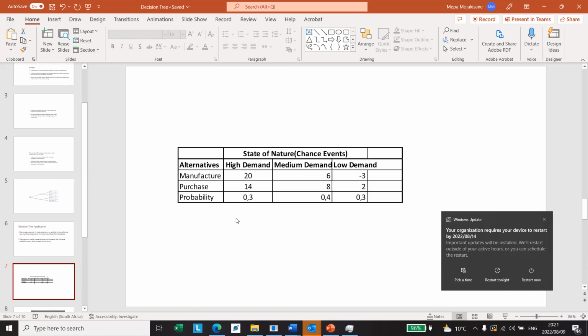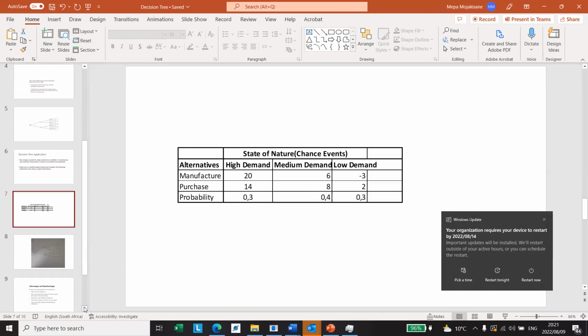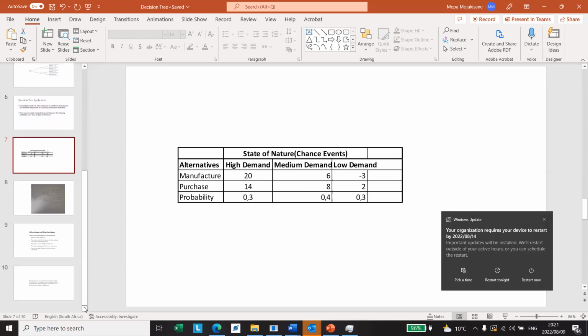Question? I can see the hand of Mokwena. Probably you won't be able to see because they are sharing that side. Oh, all right. Kabelo? Yes, Mepa, I wanted to ask on the probabilities as well.